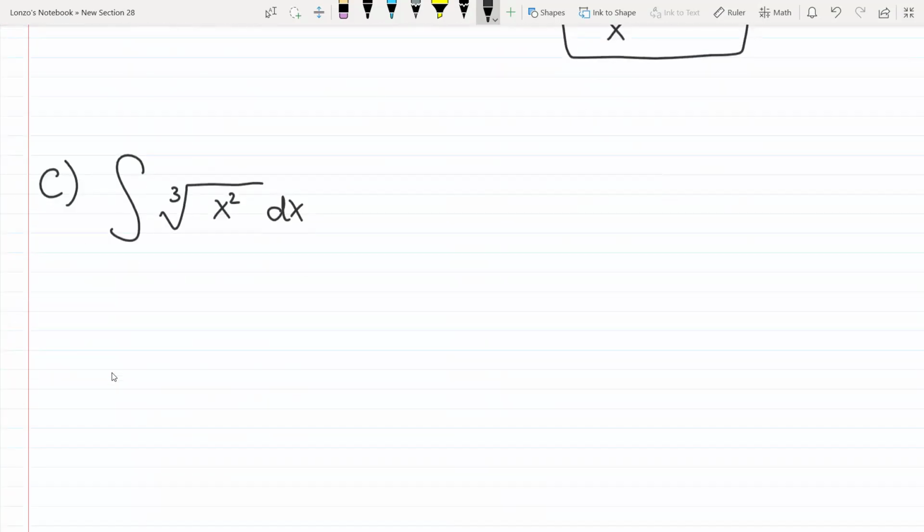Okay, C. What is the integration of the cube root of x squared dx? So I have no idea, but what I can do is rewrite it as a power. So how do I write the cube root of x squared? That is equal to x to the 2/3.